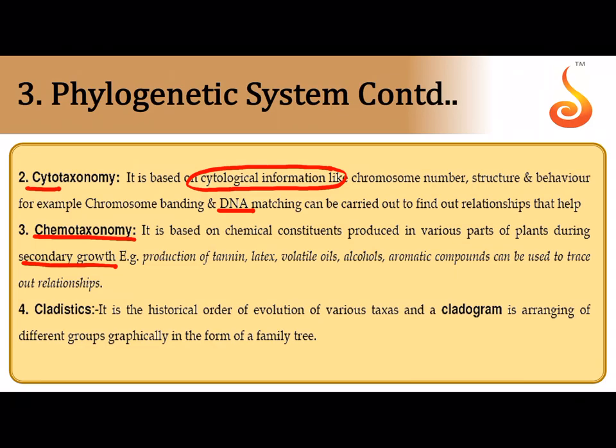our benefit, isn't it? Cladistics is a historical order of evolution in various taxa, and cladistics is basically you create a family tree, or what is referred to as a cladogram, and you want to represent which group gave rise to which group over the course of evolution. So when you construct a family tree, it is called cladistics.